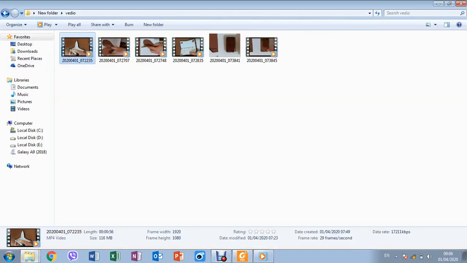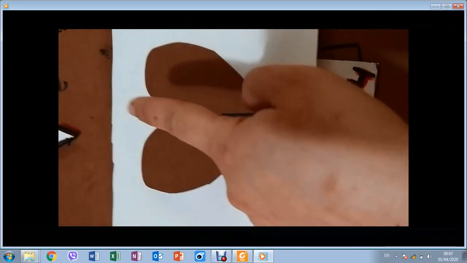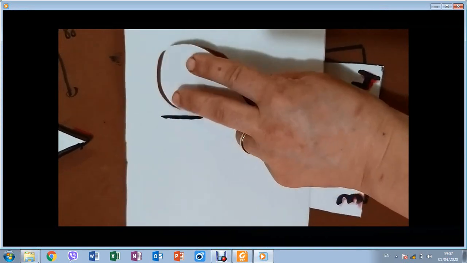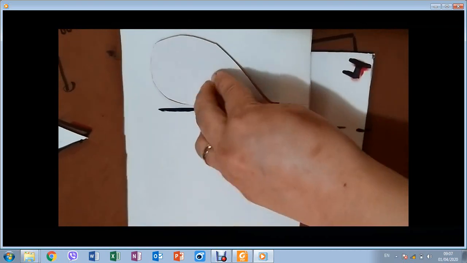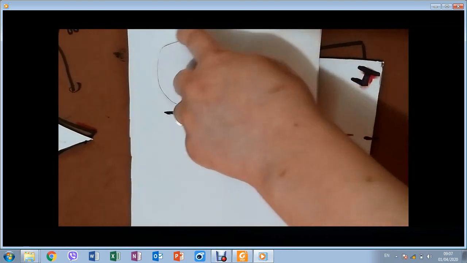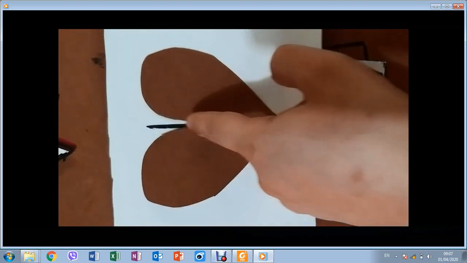Now we have these videos too. I tested it for you. Look, this is a line of symmetry. When we draw this line and fold the figure, the parts complete each other like a mirror. When we have one part, the other part completes it. So this is called line symmetry.